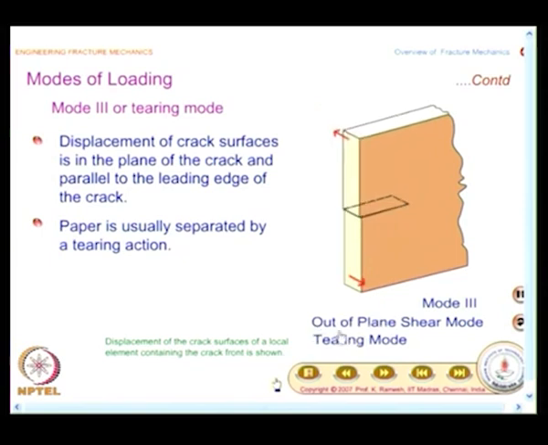It is called the out of plane shear mode, this is also called the tearing mode, and we have already seen paper is usually separated by a tearing action, because if somebody gives you a sheet of paper and asks you to separate it, you will not pull it like this, you will make a fold and tear it like this, and that is much more convenient, and paper fails easily by tearing action.